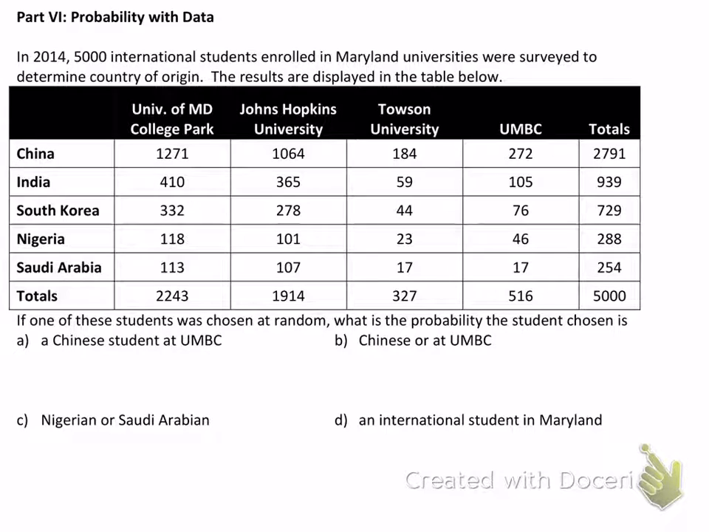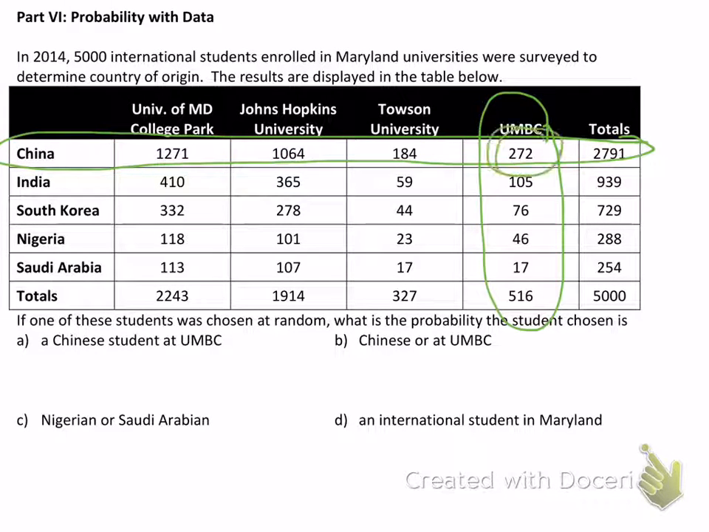Okay, and the last section of 14.2 is probability with data. This chart represents 500 international students that are enrolled in Maryland universities. If one out of all of these students was chosen, what is the probability that a Chinese student goes to UMBC? This is asking for an intersection because we're talking about Chinese students and also UMBC. That intersection is right here. So we have 272 divided by 5,000.